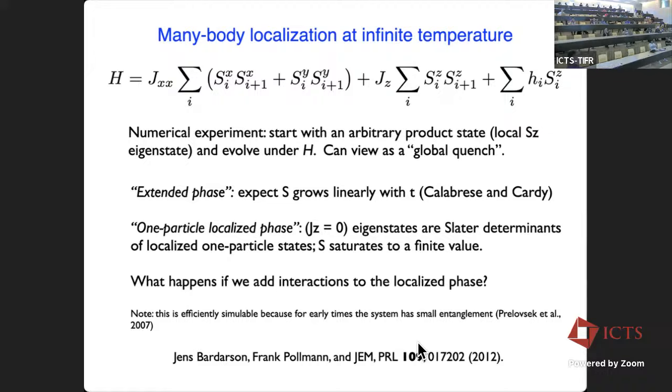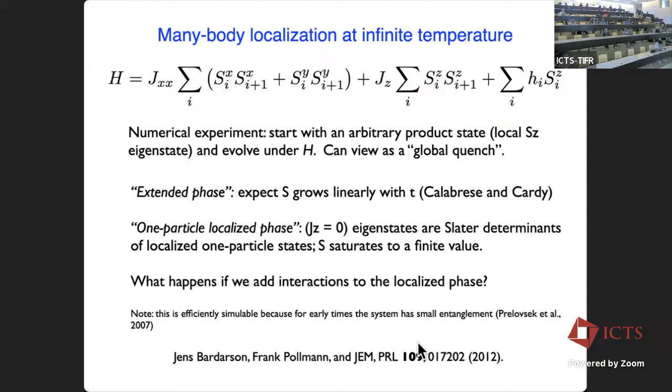The other easy limit is that if I've got a sort of one-particle localized phase, like Anderson localization with no interactions, J equal to 0, then my eigenstates are Slater determinants of localized states. And if I let that system go, particles will move some finite distance, they'll move a localization length, and then they'll stop. And that means I would expect that the entanglement saturates at some finite value. And what happens if we add interactions to the localized phase?